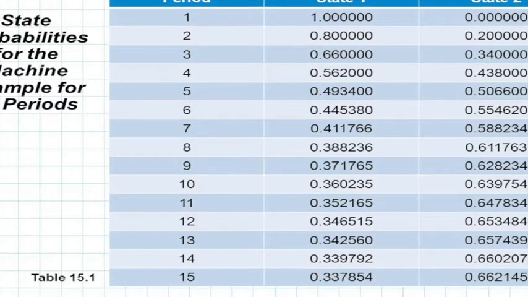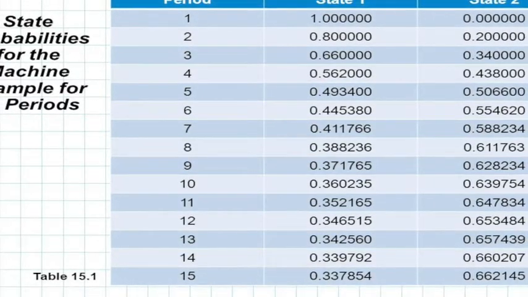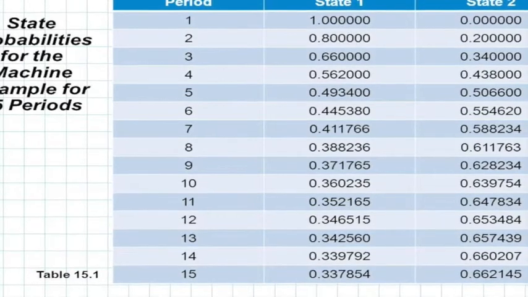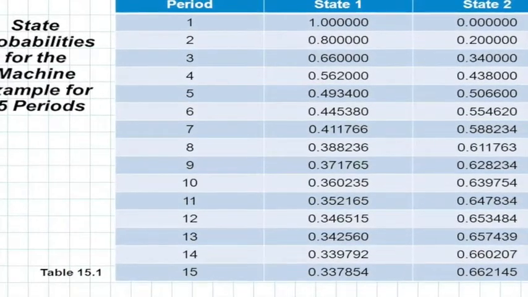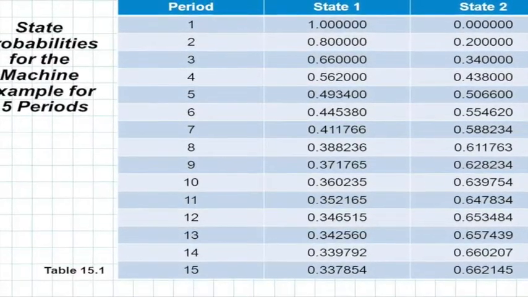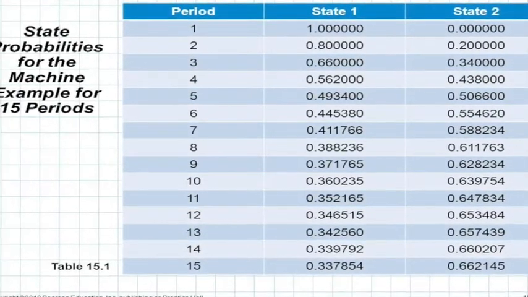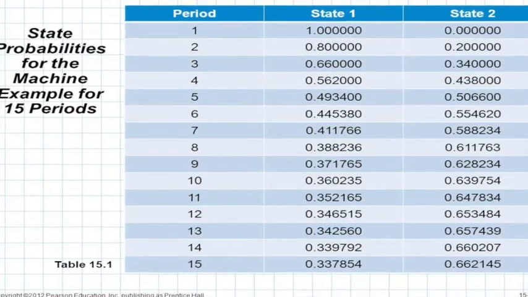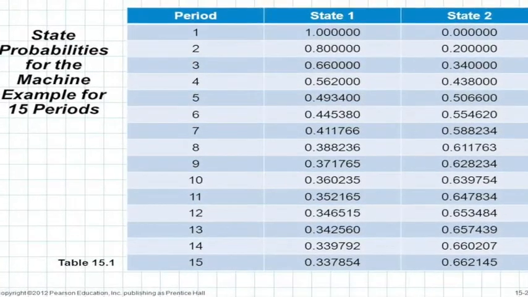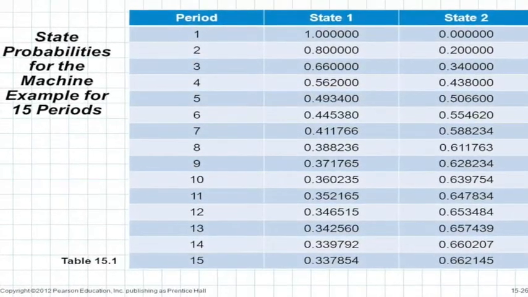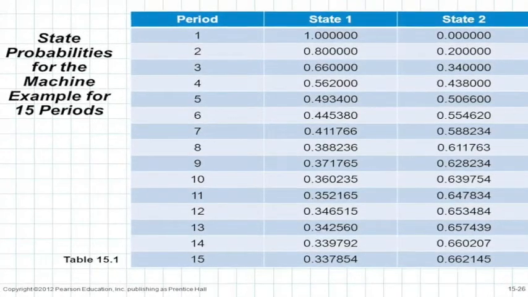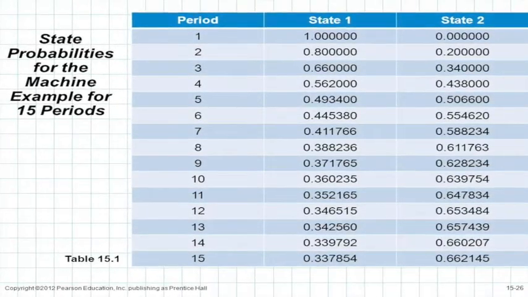State probabilities for the machine example for 15 periods. As you can see in Table 15.1, period 1 until 15, state 1 and state 2. You can see the data. How about the period, when state 1 has its number and state 2 has its number also.